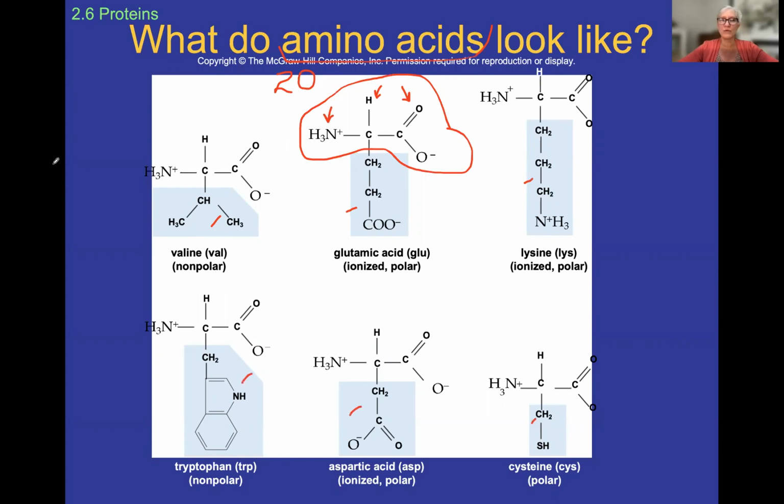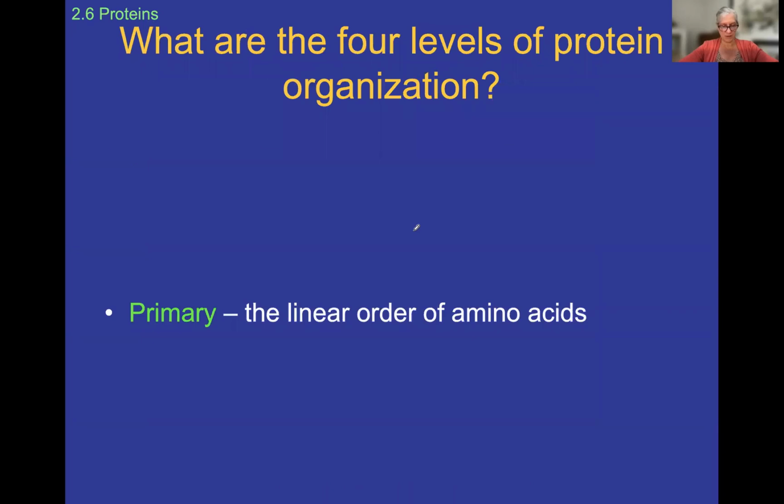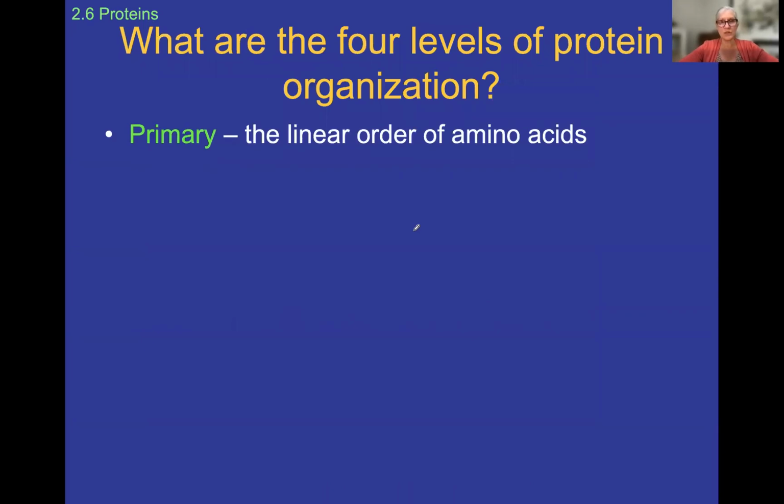All right, and again, you have 20 different R groups. This is an R group. So we have 20 different amino acids. We put them in chains to build these large molecules called proteins. So on your checklist, your study guide, you see that as we build proteins, there are actually 4 different levels of putting a protein together.